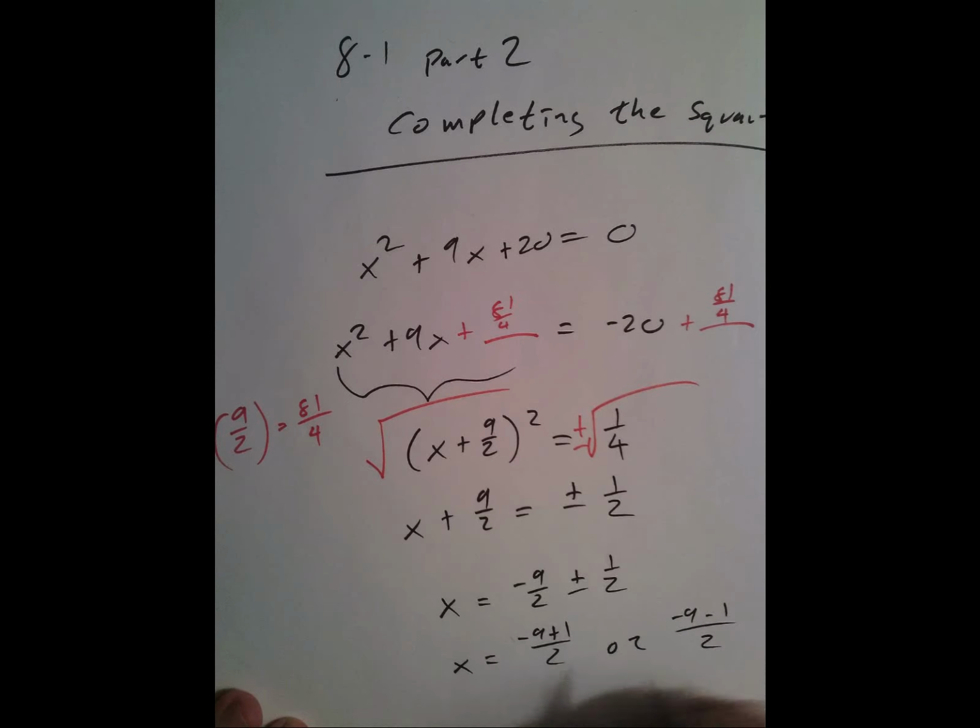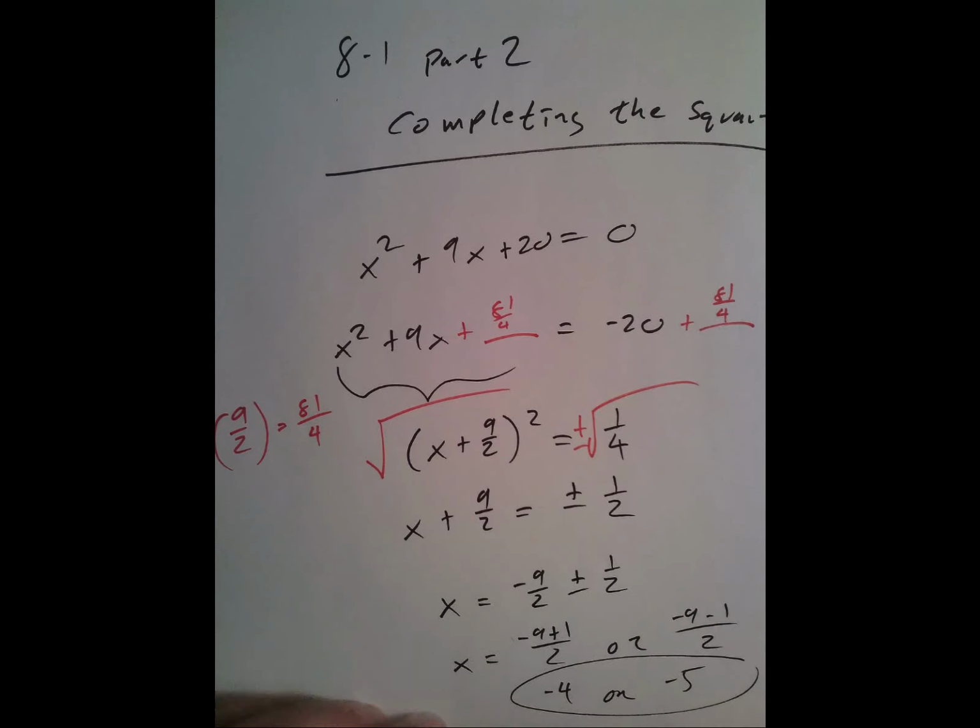So negative 9 plus 1 is going to be negative 8. Negative 8 divided by 2 is negative 4. Negative 9 minus 1 is negative 10. Negative 10 divided by 2 is negative 5. So those are my two possibilities, negative 4 or negative 5.